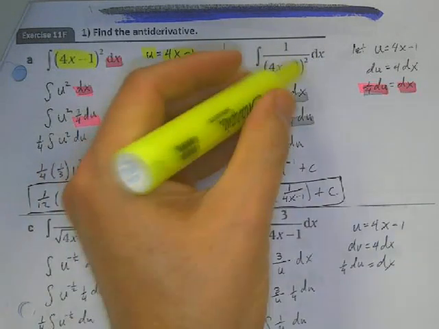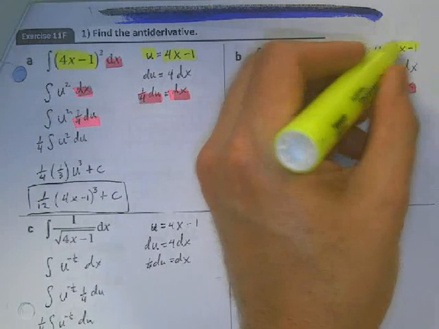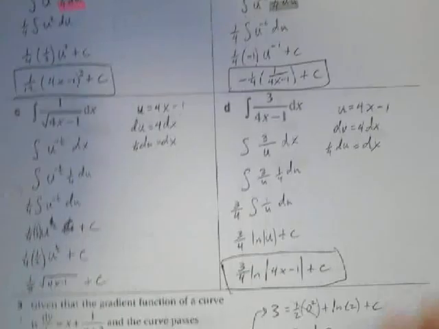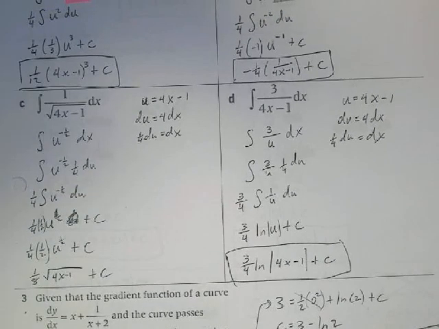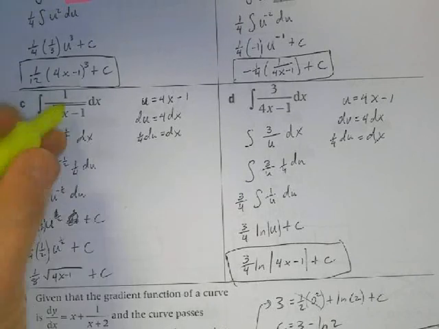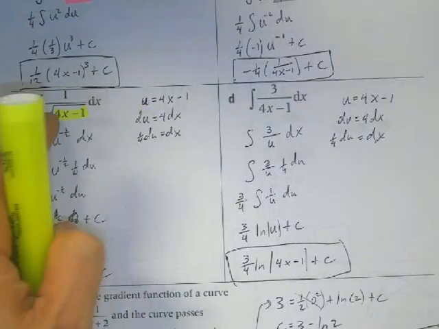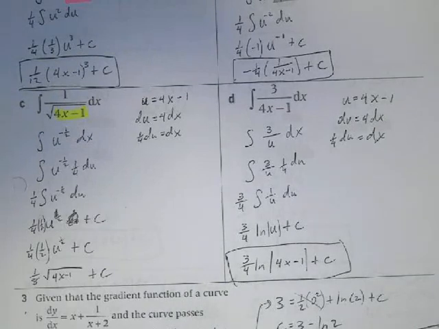Actually, even the same numbers, 4x minus 1. Okay, actually, all 4 of these are with 4x minus 1. Hit pause if you need to. On this one here, I rewrote this square root in the denominator as to the negative 1/2 power.